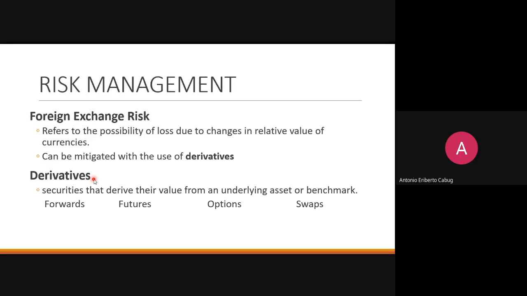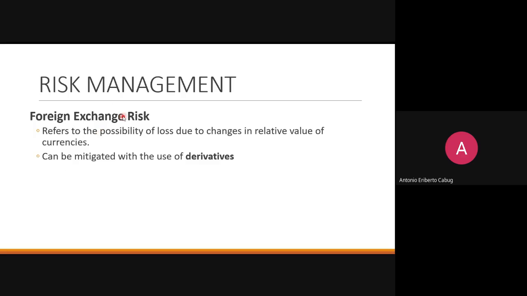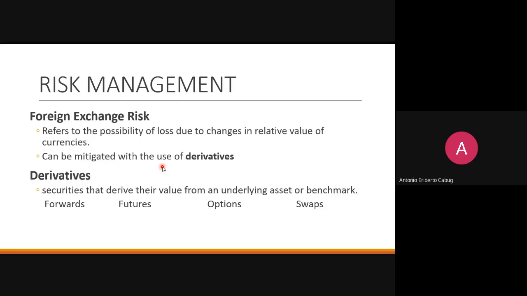Okay? What is the problem that we are going to solve? The problem we are concerned with is foreign exchange risk. This refers to the possibility of loss due to changes in the relative value of currencies. How can we manage it? We can minimize its impact with the use of derivatives. These are securities that derive their value from an underlying asset or benchmark, such as forwards, futures, options, and swaps.